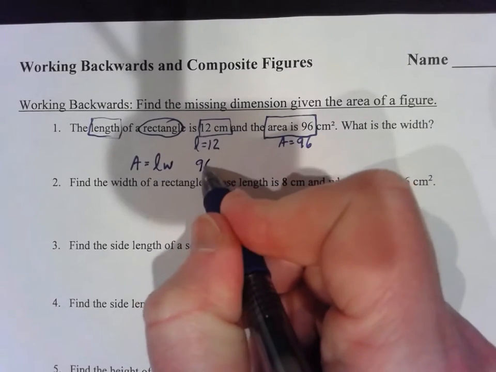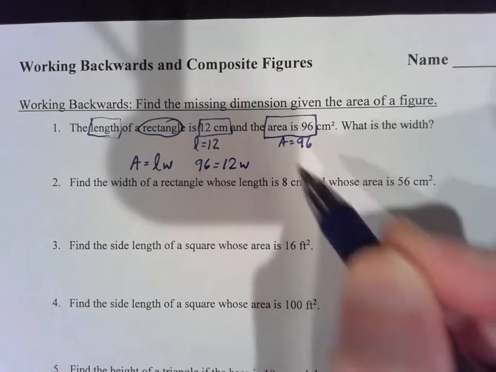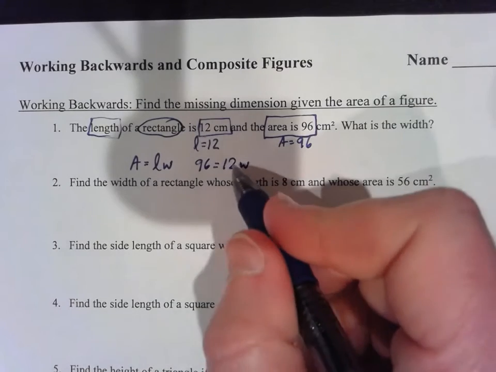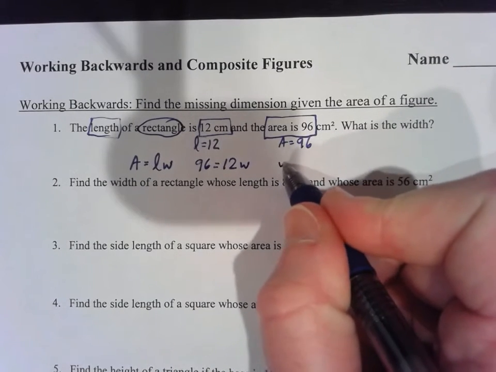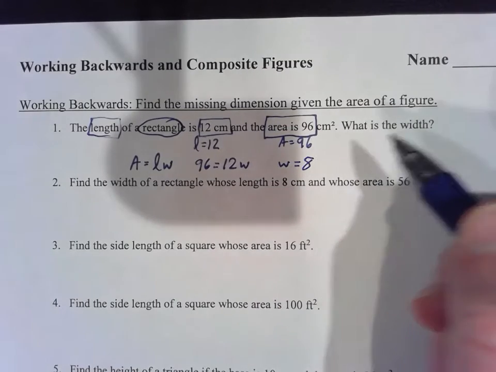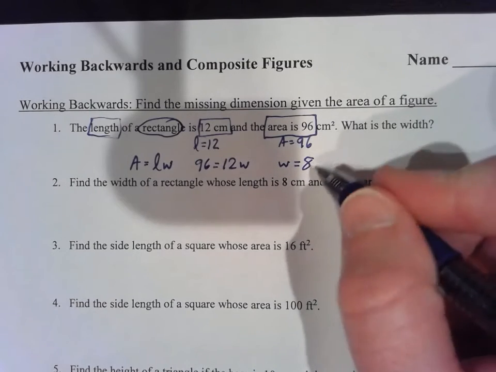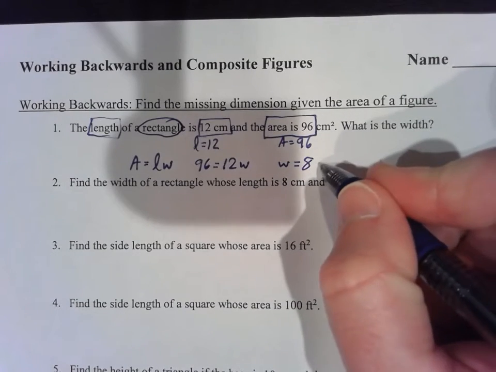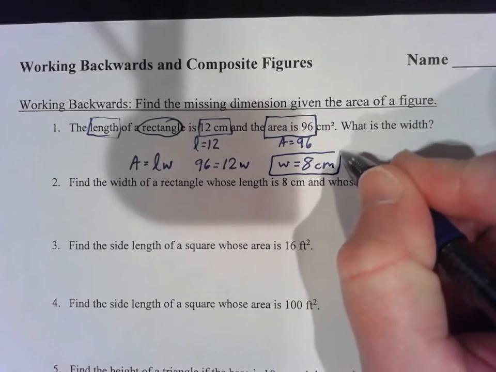So 96 equals 12W. Divide by 12. 96 divided by 12 is 8. And the question is, what is the width? So the width is 8, and I see the labels here are in centimeters. The width is 8 centimeters.